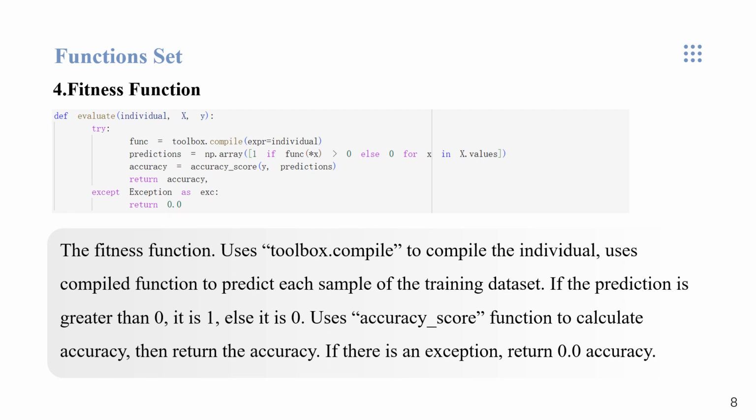This is my fitness function. I use compile to compile the individual, and use the compiled function to predict each sample of the training dataset. If the prediction is greater than 0, it is 1, else it is 0. I use the accuracy score function to calculate accuracy, then return the accuracy. If there is an exception, return 0 accuracy.